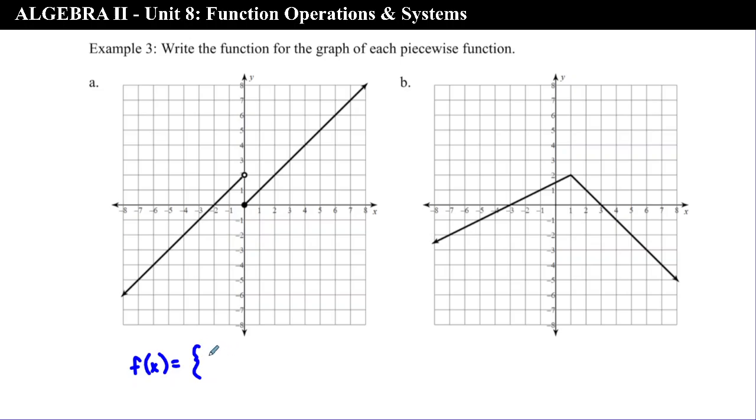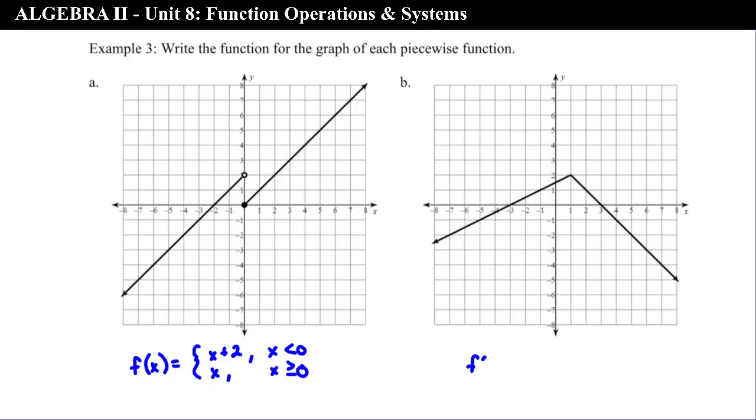So we know that it's x plus 2, because that's our y-intercept for the first part, and that is when x is less than 0. And it's less than because it's open here. Then it's simply x, because the intercept is 0, when x is greater than or equal to 0. And it's equal to because we've got the solid dot here.